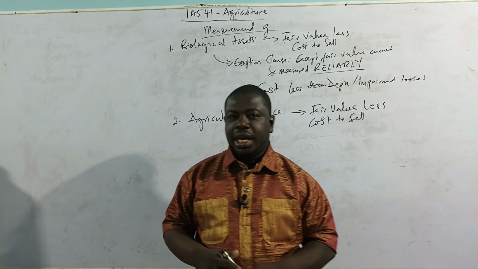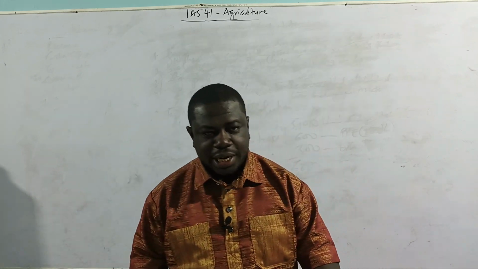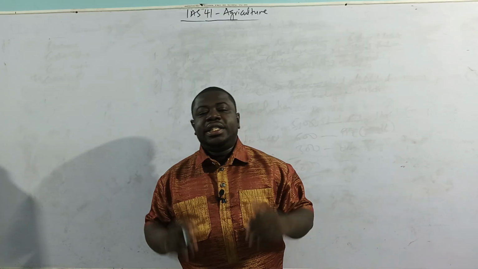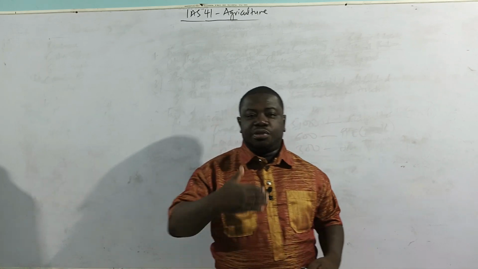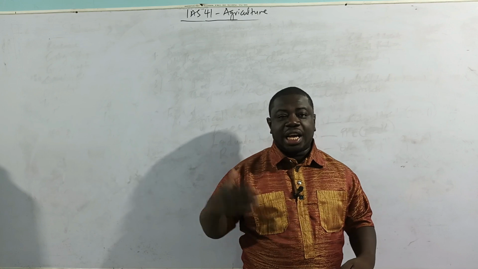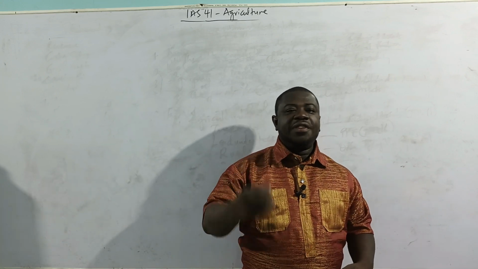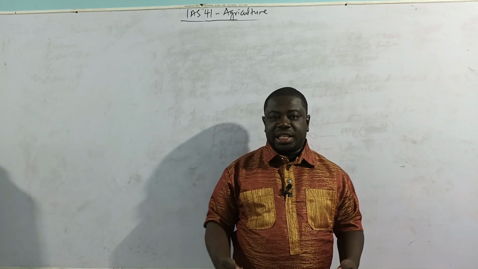I'm going to clean this and I'm going to help us solve it together. Okay, let's go back to the question and look at the issues here. Now, an entity has these balances in its financial records. The value of biological assets at cost on December 31st, 2022, 600. Now, December 31st, 2022 is the same as 1st January 2023. Remember that as we move on, you see that the other changes happened in 2023. But they gave us the opening balances. Those were given us December ending for 2022, but they will become the opening balances for 2023.